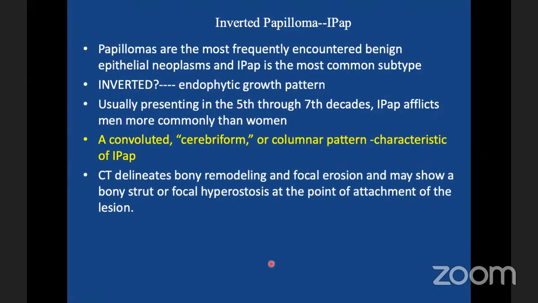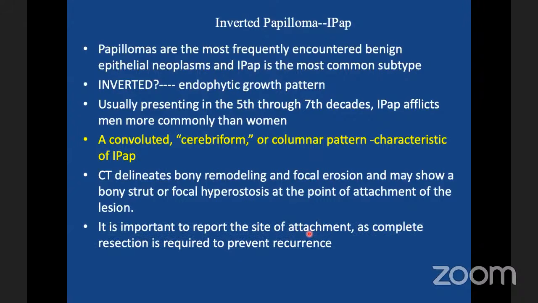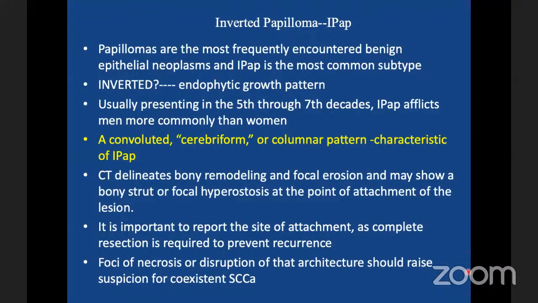CT delineates bony remodeling, focal erosion, and may show bone strut or focal hyperostosis at the point of attachment of the lesion. Now, if the destruction of the bone is too much, you can say it is IPAP with suspicion of malignant transformation. It is important to report the site of attachment, as complete resection is required to prevent recurrence.